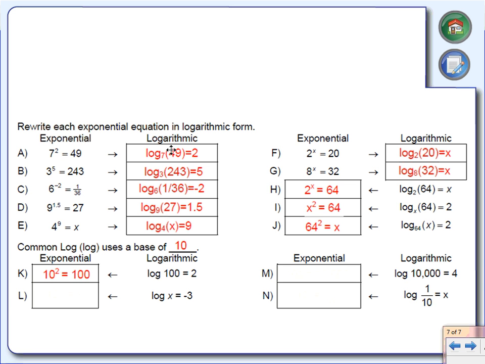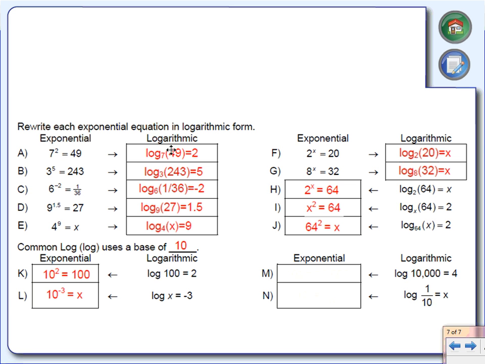Let's try the next one, L. What does that one look like in the form of an exponential? You got it? 10 to the what power? Negative 3 equals x. Very good. 10 to the negative 3 power equals x. By the way, does anybody know what 10 to the negative 3 power is? Okay, but you know me, I don't like decimals, I prefer the fraction. What would that be as a fraction? 1 over 1,000. That is correct.